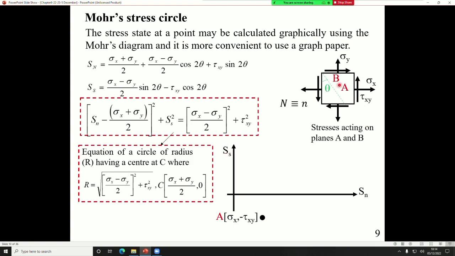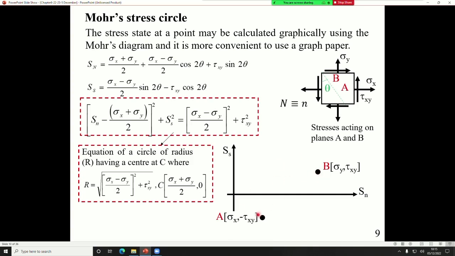Now we move on to plane B. Plane B is subject to a normal stress of sigma y, which at the moment is positive because it's tension. Now the shear is anticlockwise. On the Mohr diagram it becomes a positive value. So I locate point D, the stress state of plane B, on this coordinate system. So these two points are located, each one showing us the stress state. One is for plane A and the other one is for plane B.